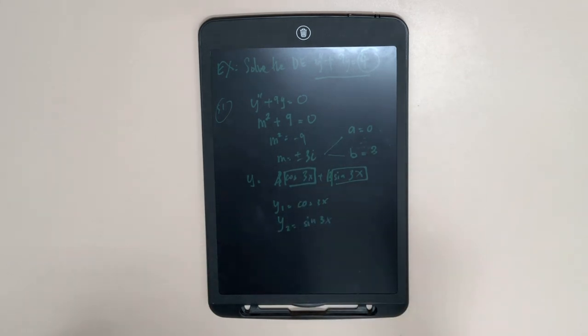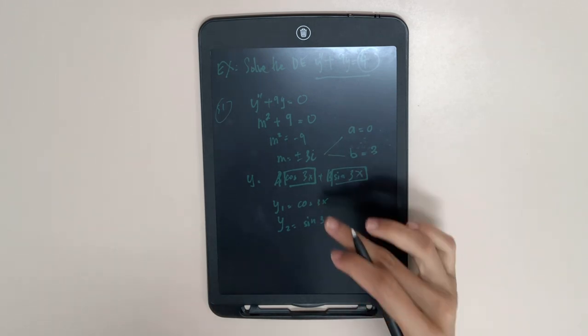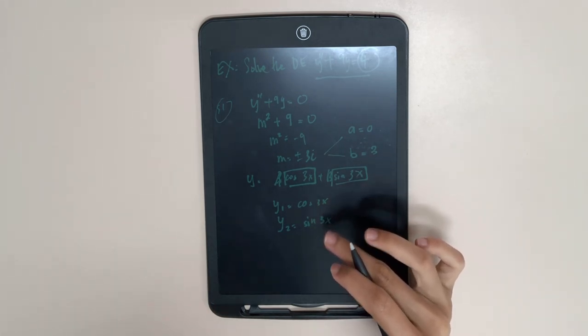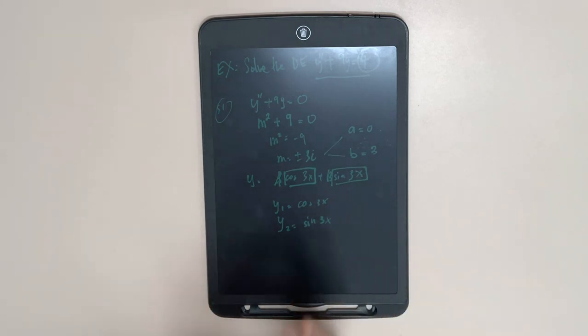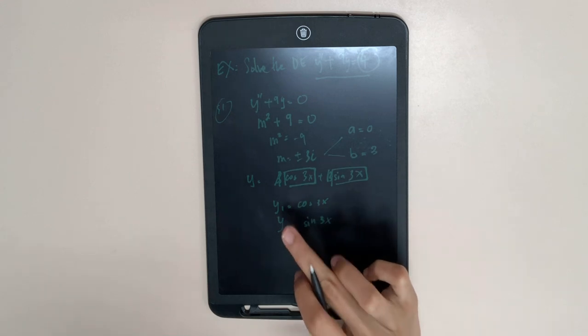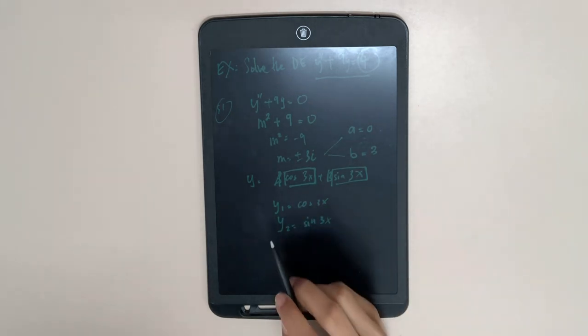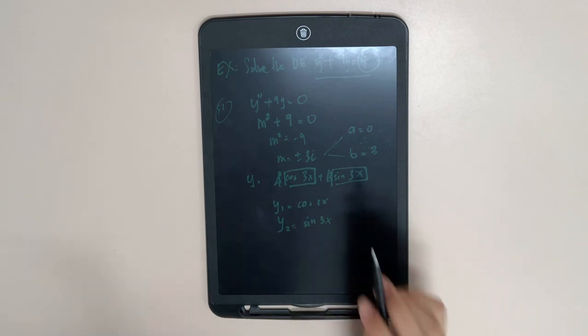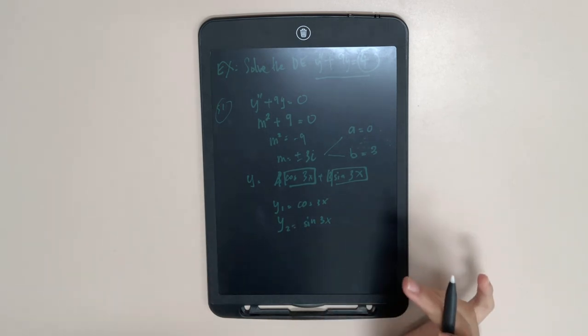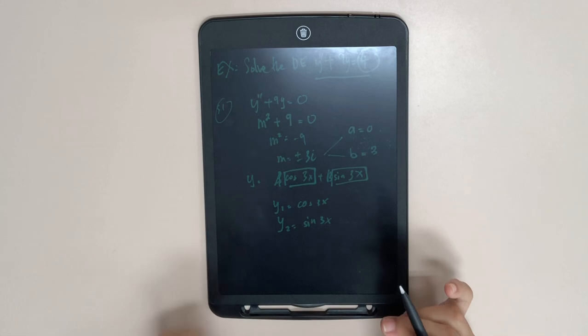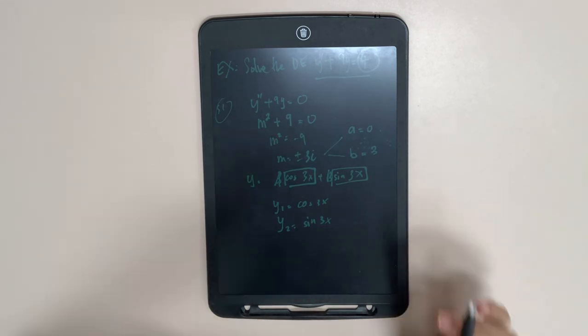And same as what I said before, you can switch y1 and y2. Meaning you can switch between y1 and y2. Maybe I write here y1 is cos 3x. Maybe you or your friend will do y1 equal to sin 3x. It's okay, there is no problem. It's not a problem.